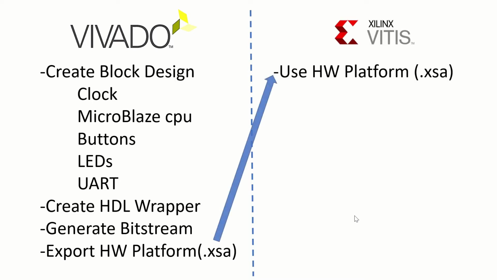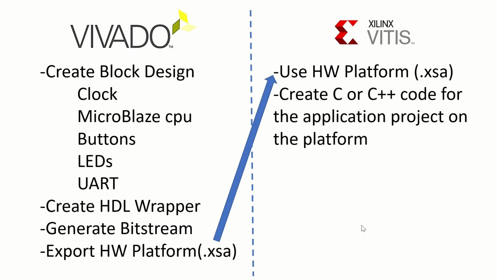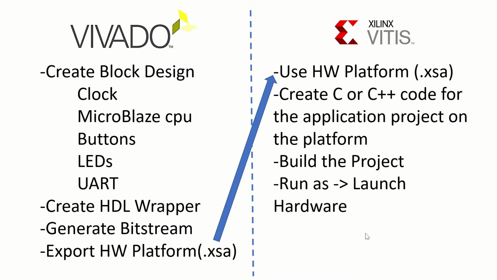At the second phase of the project, we'll jump to Vitis IDE and create an application project by selecting the hardware platform that we just created in Vivado. Then we are going to create our code for our application project and then we will be building it. Finally, we'll connect our BASYS3 board and run our application project as launch hardware, and we'll see our C code running on the soft platform which we implemented inside the BASYS3 FPGA board.